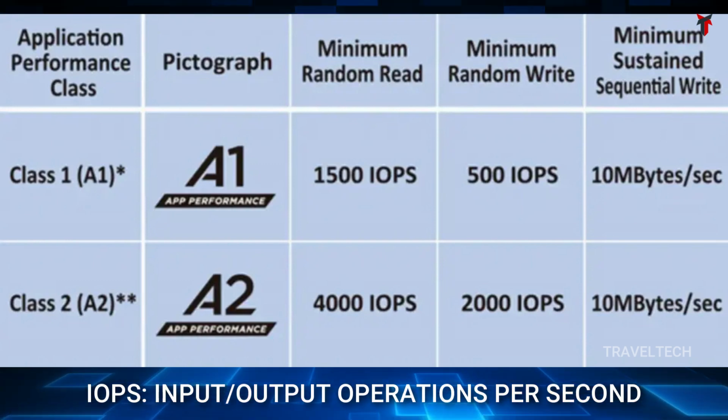But in case of A2, it has a minimum random read speed of 4000 IOPS and a minimum random write speed of 2000 IOPS. So the app performance class is something to consider if you're planning on installing any Android apps on the memory card. So this was pretty much it.